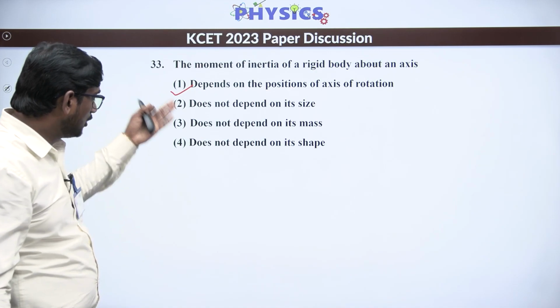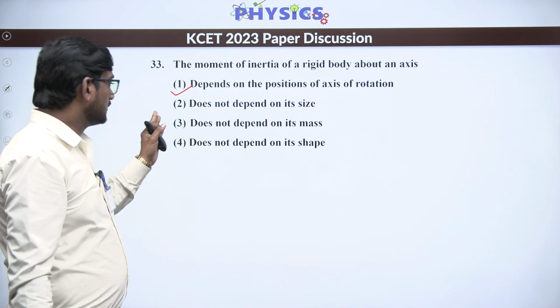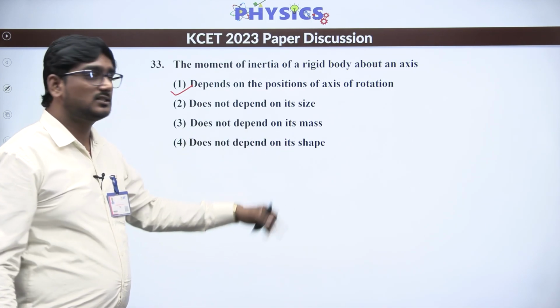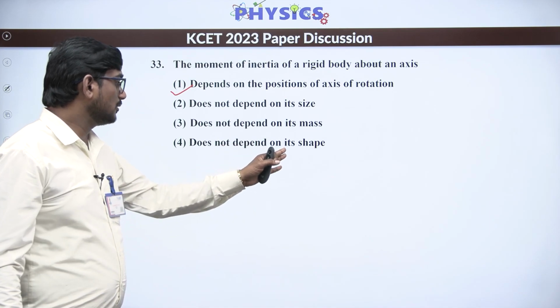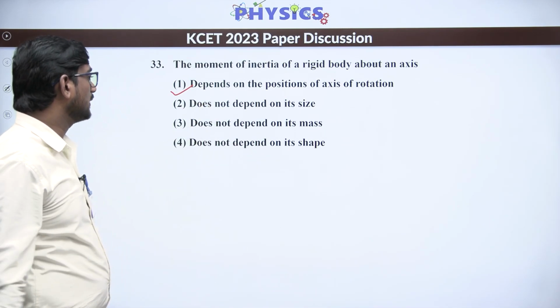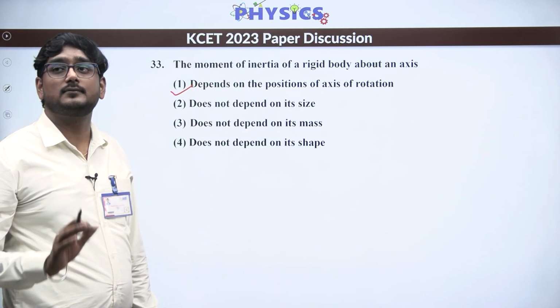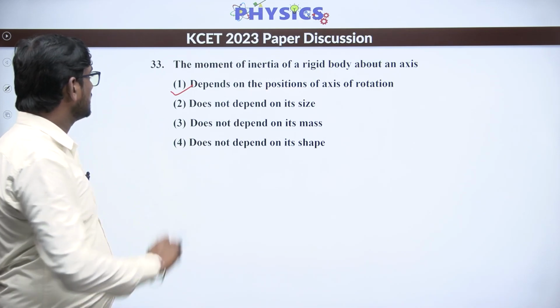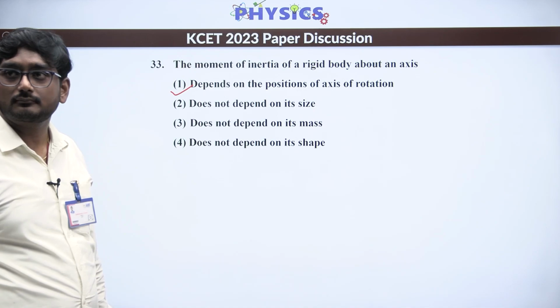Okay. The other options, if you see, it does not depend upon the size. Of course, it depends upon the size. The other option is does not depend upon the mass. Yes, it depends upon the mass. And the next option is does not depend upon its shape. It depends upon shape. It depends upon all these factors. And it depends upon the position also, position of the axis of rotation also. So here the correct answer is option 1. Okay, this is a theoretical question, a very simple question.